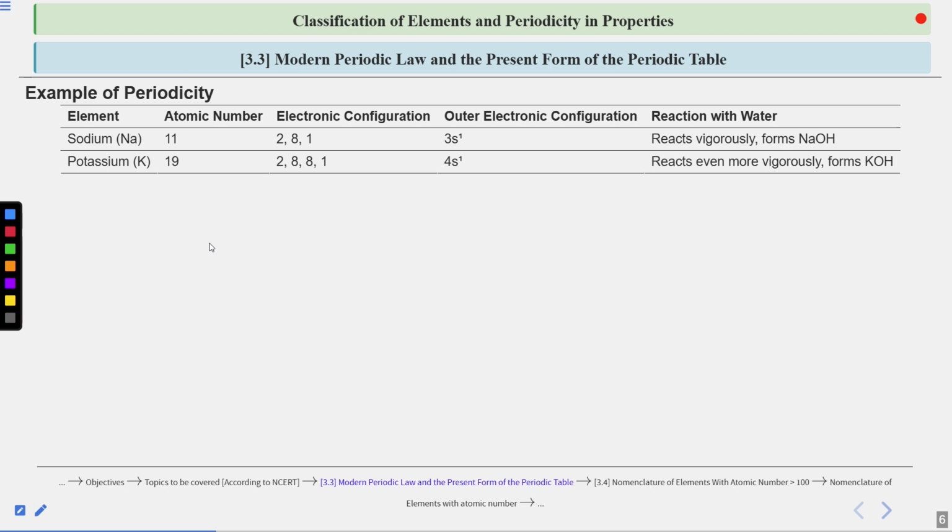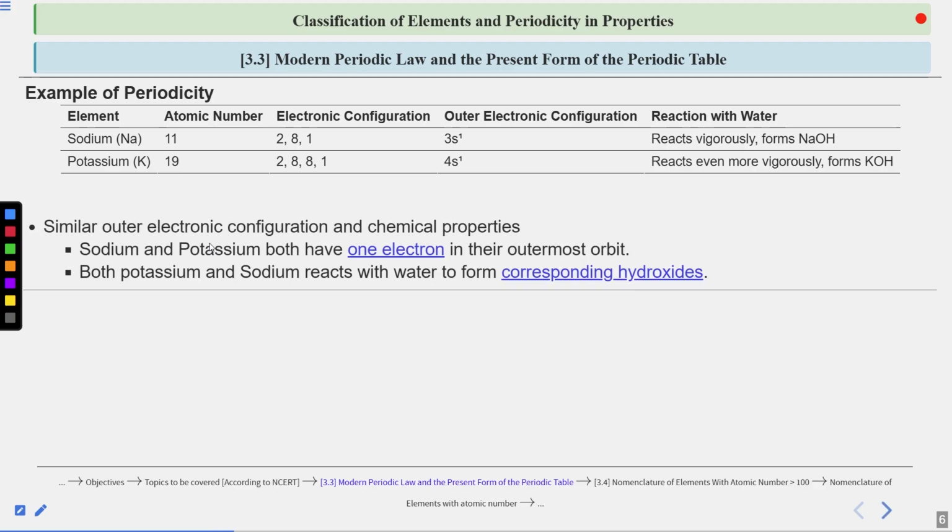You can see that sodium reacts with water vigorously to form sodium hydroxide, which is NaOH. Now potassium, which has the same number of electrons in the outermost shell, also reacts vigorously with water to form potassium hydroxide. So we can say that due to this similar outer electronic configuration, which is one electron, they both form corresponding hydroxides on reaction with water.